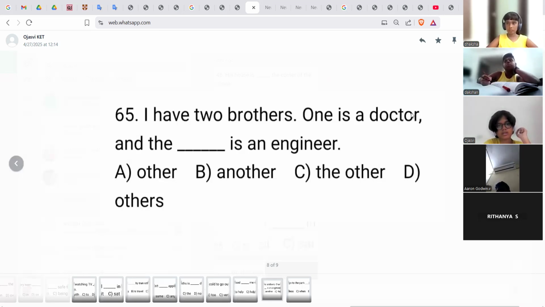Sir, I also chose A, but you said it's wrong, so that's why. No. The other, and the other, another. I might have made a mistake or something like that, but this is not the case. One is a doctor and the other is an engineer. This is the right one. "One... other." "Another" cannot be there. If you have more than two, you can go with "another". So actually, you've mentioned it as C.